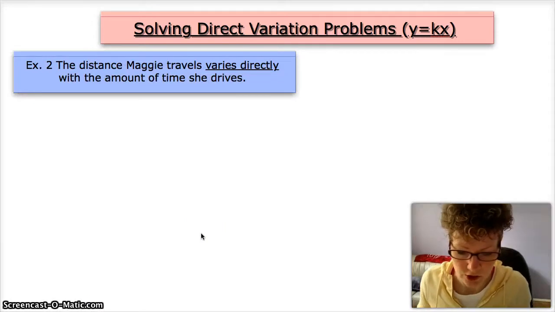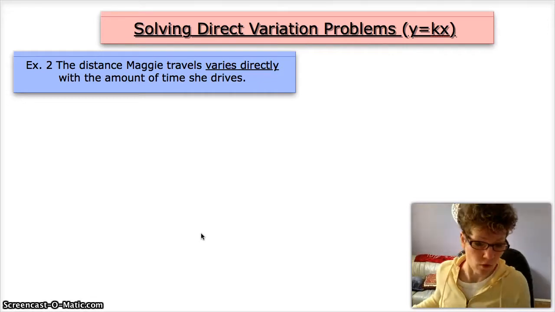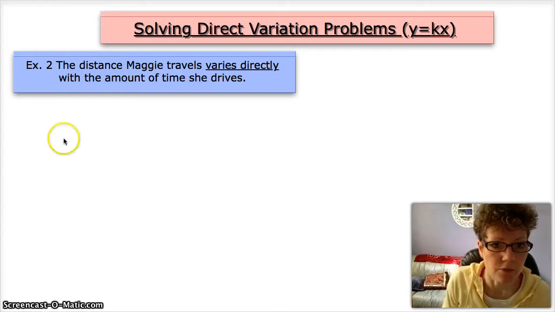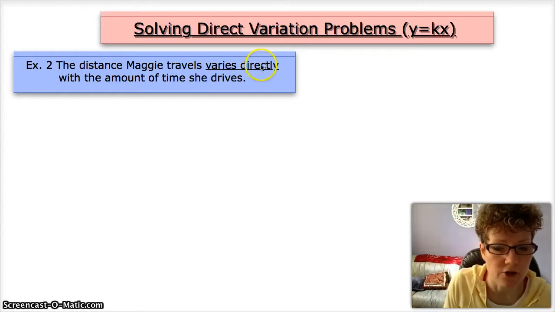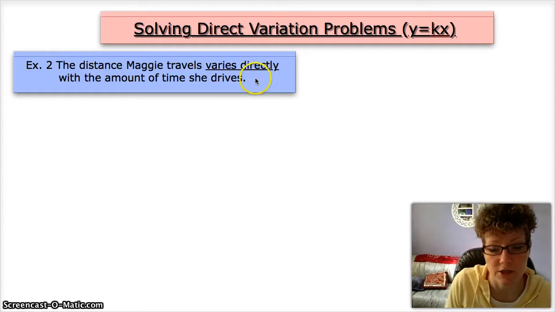I'll read it. It says, driving at a constant speed, the distance Maggie travels varies directly with the amount of time she drives. If Maggie drives 75 miles in 1.5 hours, how long does it take her to drive 100 miles? Okay, so here's the problem. The distance Maggie travels varies directly. I wanted to specifically have you write this out because this is the wording that we're looking for. Since this direct variation is new, we want to key in on the key words. We want to know immediately when we're reading a word problem what it is that we're going to have to start working. So, varying directly.